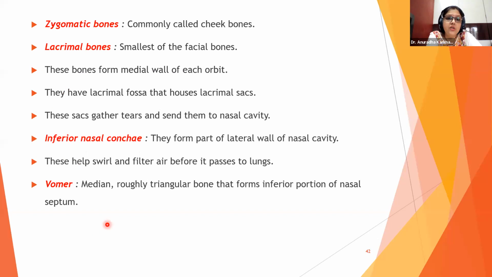Lacrimal bones, which are smallest of the bones present in the eye sockets. Lacrimal bones. The bones form the medial wall of each orbit. They have lacrimal fossa that houses lacrimal sacs. Lacrimal sacs are nothing but they're going to have the lacrimal glands, which are also called as tear glands, right? The sacs gather tears and send them to the nasal cavity.